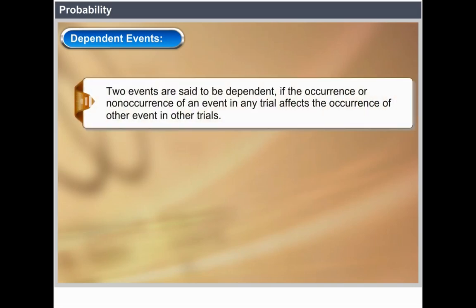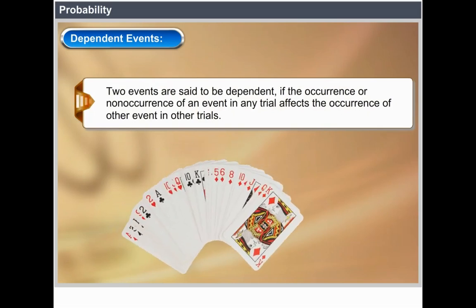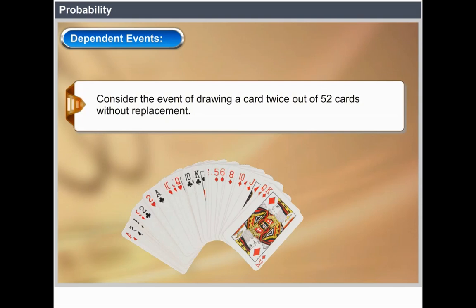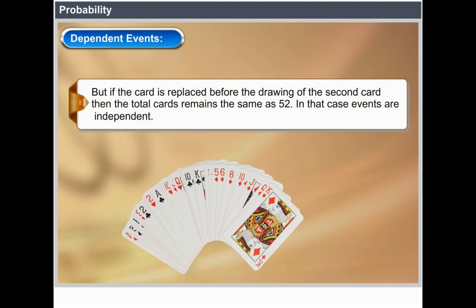Dependent events. Two events are said to be dependent if the occurrence or non-occurrence of an event in any trial affects the occurrence of the other event in other trials. Consider the event of drawing a card twice out of 52 cards without replacement. In the first case, we draw one card out of 52 cards, and in the second case, without replacement, we draw one card out of 51 cards only. Thus, the outcome of the first event affects the outcome of the second event, and hence they are dependent. But if the card is replaced before the drawing of the second card, then the total cards remain the same as 52. In that case, events are independent.